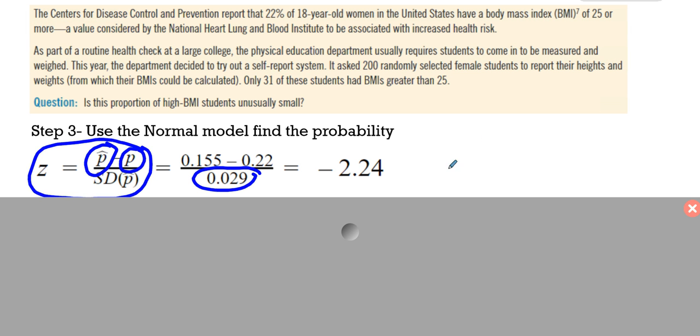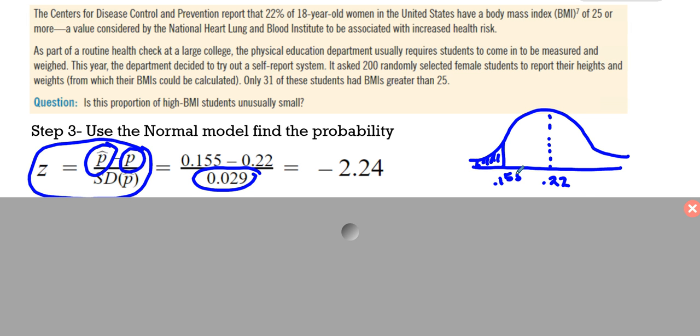So right now, we do that out and we get a z-score of negative 2.24. Shouldn't be a surprise that it's negative. This is kind of the z-score review here. According to our distribution, 0.22 is the middle, and we're trying to find what's the likelihood that we get a sample of 200. These are all the behaviors of samples of 200 pulled out of this population. What percentage of those are going to be 0.155 or less?